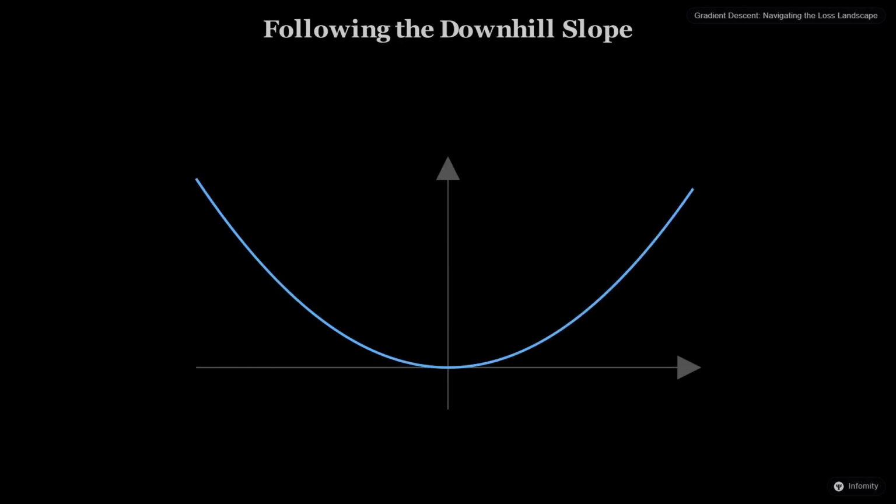Our blindfolded explorer can only feel the slope right where they stand. If the ground slopes downwards to their right, they should take a step in that direction. If it slopes down to their left, they step left. The key insight is that to move towards a lower point, you always move in the direction opposite to the current slope. This simple rule is the fundamental intuition behind gradient descent.